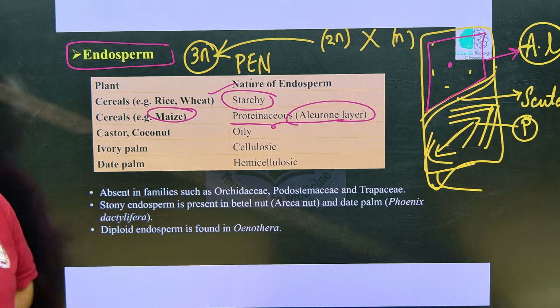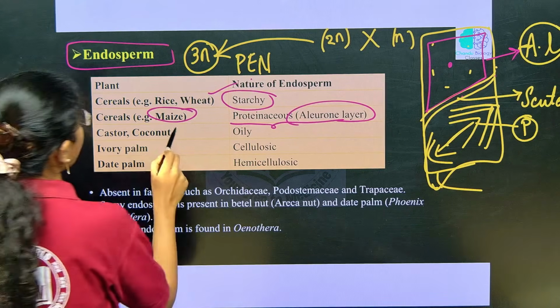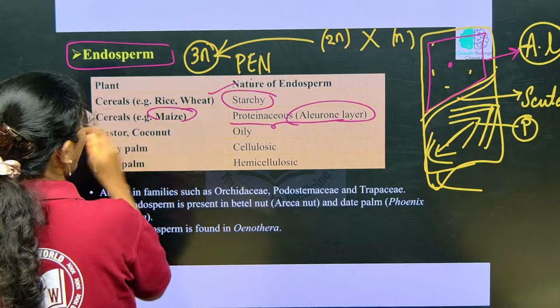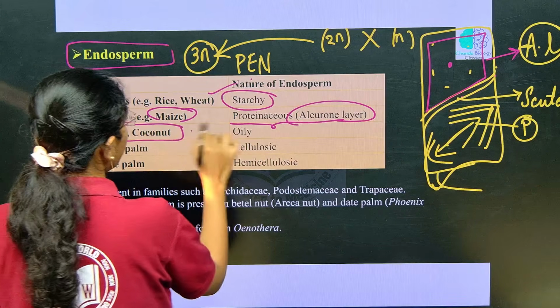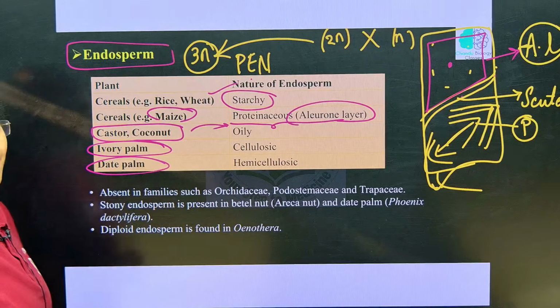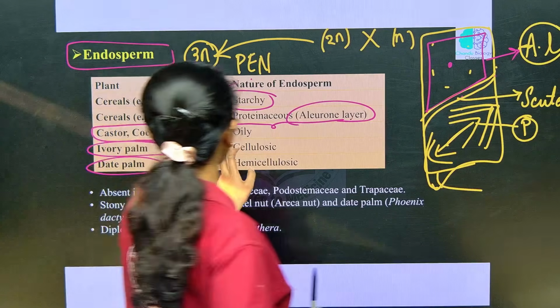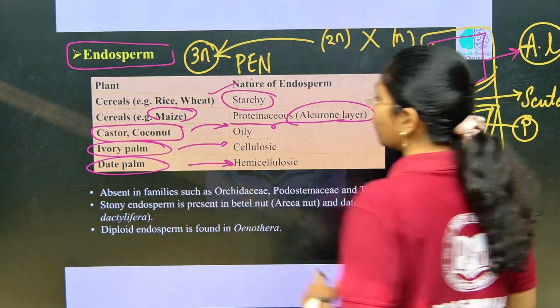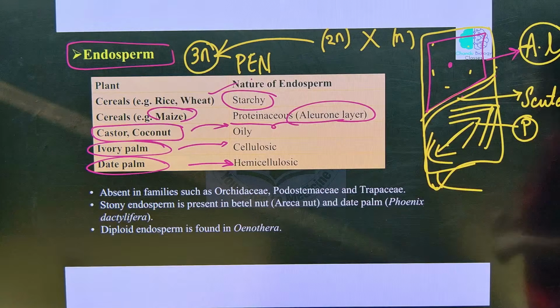Clear, right? And then castor and coconut. In castor and coconut you will see oily endosperm. Ivory palm and date palm, if you observe, ivory palm will have cellulosic endosperm, date palms will have hemicellulosic endosperm. These are different compositions of endosperm in different seeds.